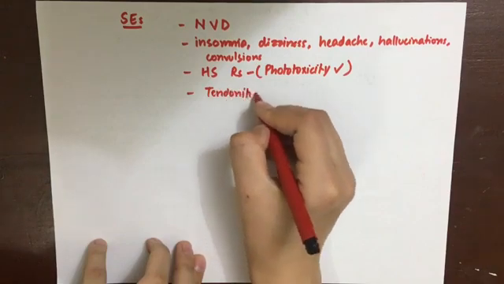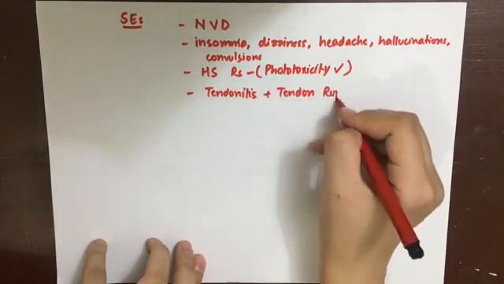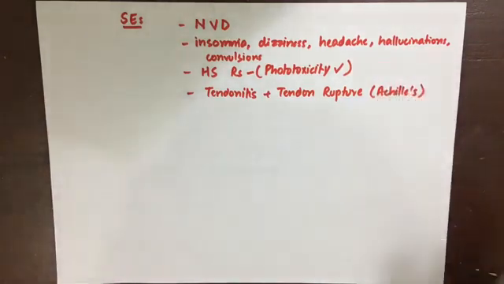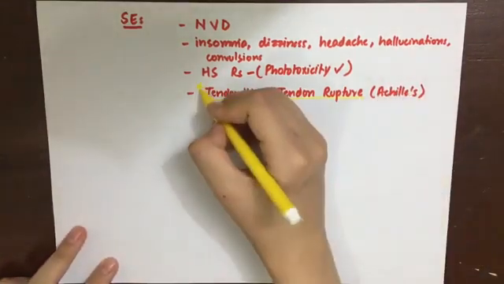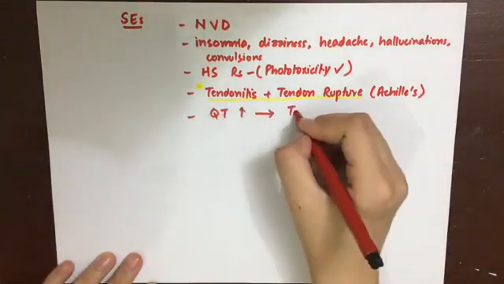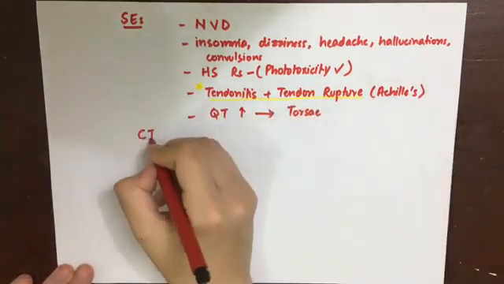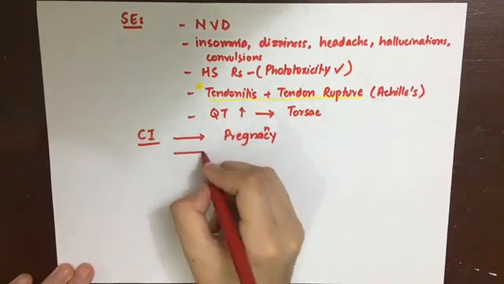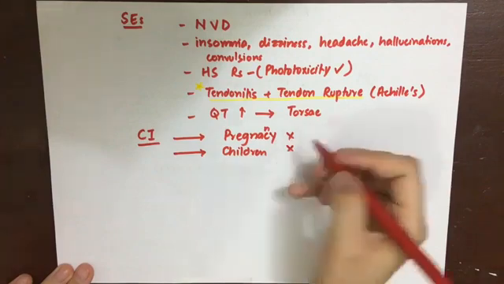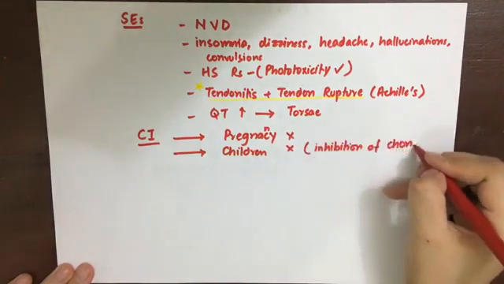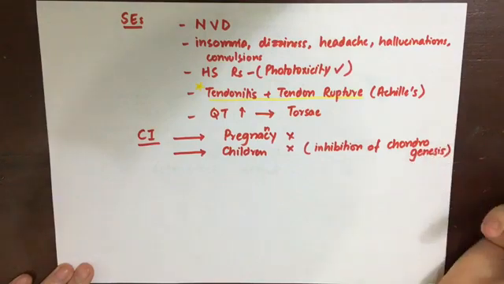A classic side effect is tendinitis and tendon rupture, especially in athletes, and this is because it gets deposited in the tendons. It can also cause prolongation of the QT interval, leading to torsades rhythm. It is contraindicated in pregnancy and also in children because it will cause decreased chondrogenesis in children.